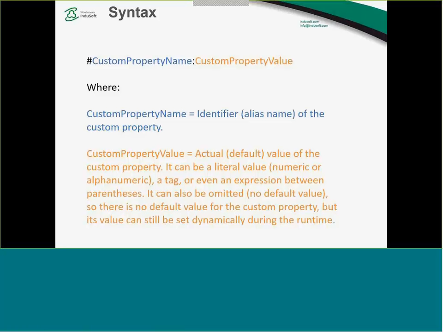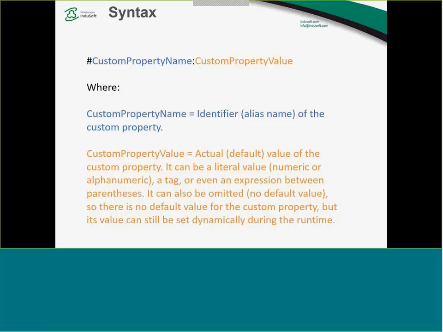So the custom property name must be between the pound signs and the colon. So the pound sign, custom property name, and colon are mandatory. You need to use them whenever you use the custom properties. And the custom property value is optional when you are configuring. You might want to have a default value there or just leave it blank.